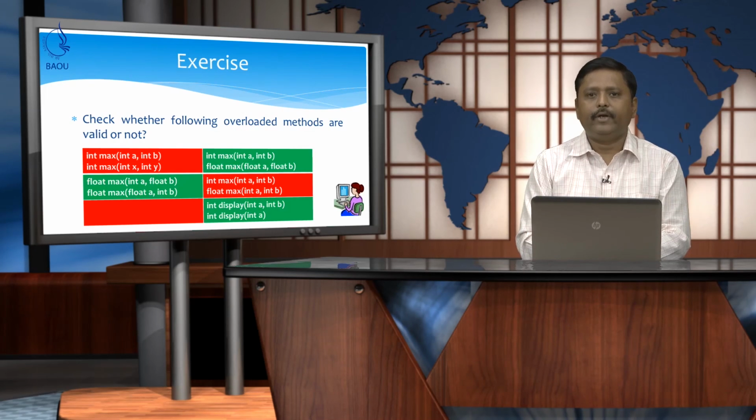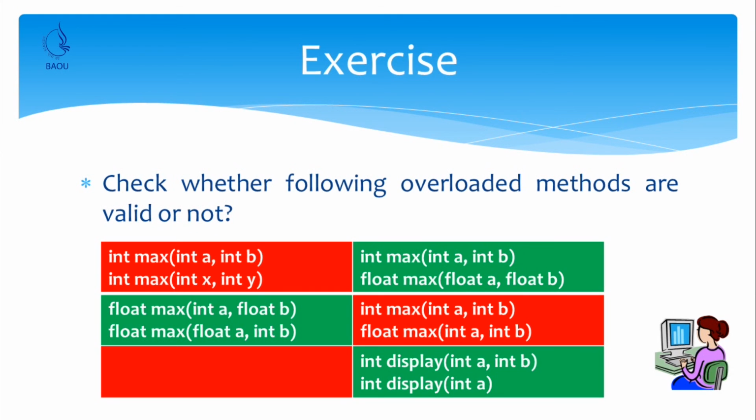The third definition we look at is here: we have one parameter of type integer and another parameter of type float, and in the second case we have one float parameter in first position and an integer parameter in second position.